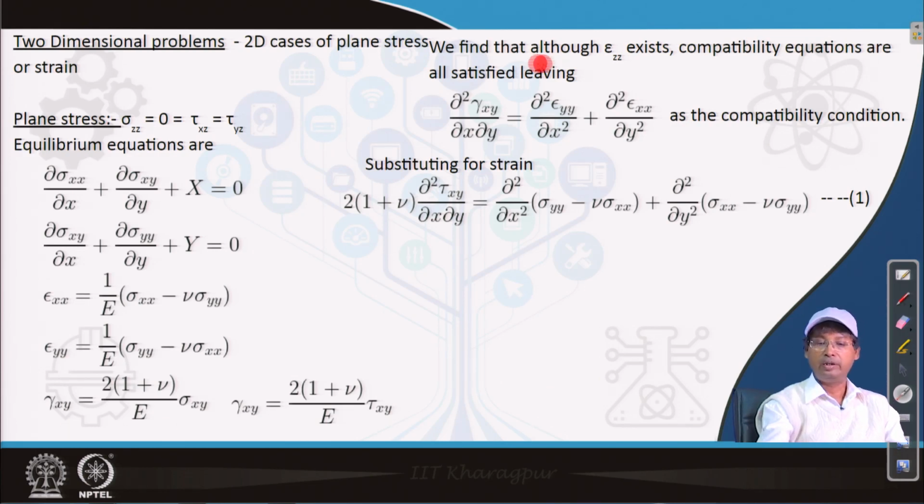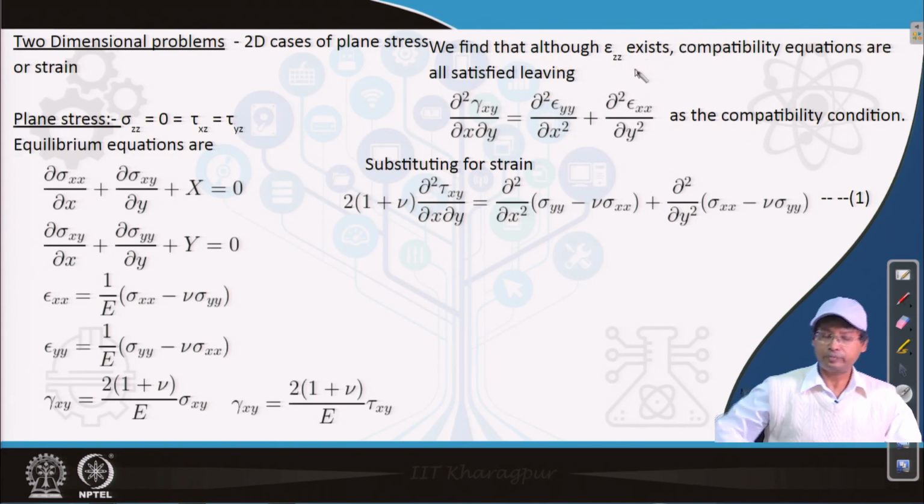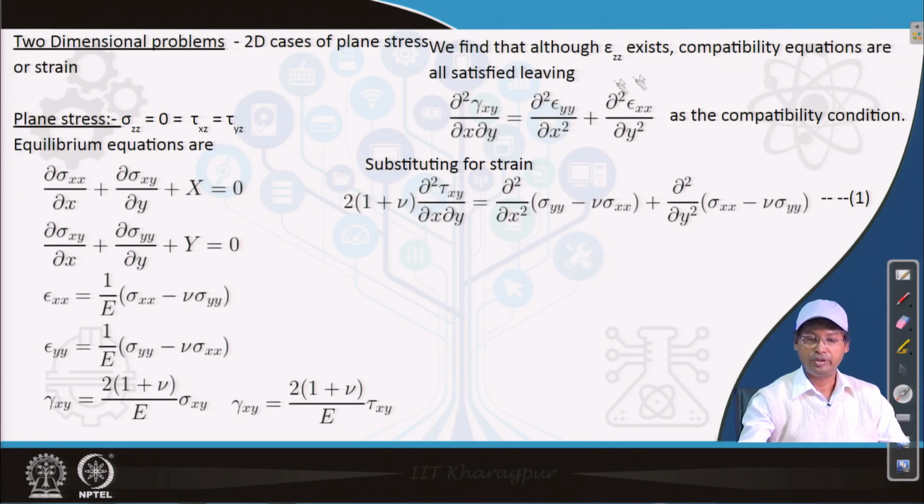And then we find that although epsilon zz exists, the compatibility equations are satisfied, leaving this equation only. If we substitute all these values in the compatibility equations, even though there is a value of epsilon zz, we come across only this equation to satisfy: del 2 gamma xy by del x del y is equal to del 2 epsilon y by del x 2 plus del 2 epsilon x by del y 2.